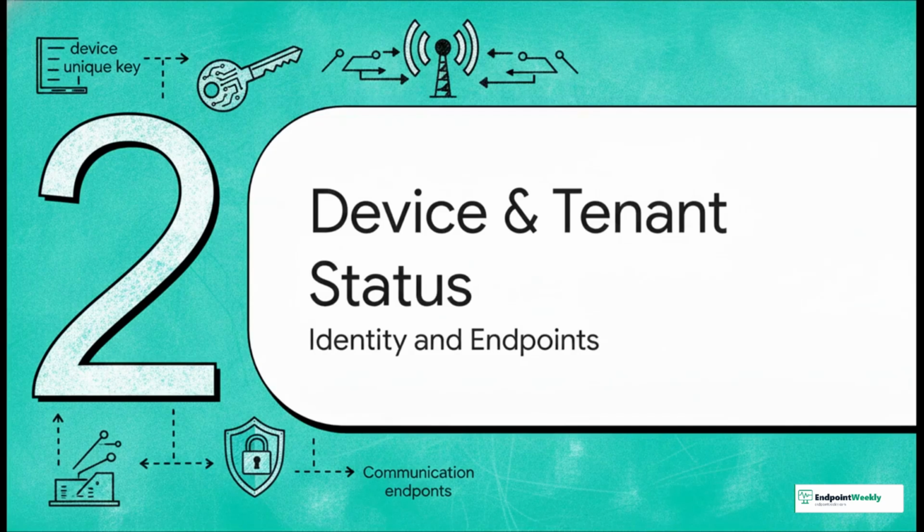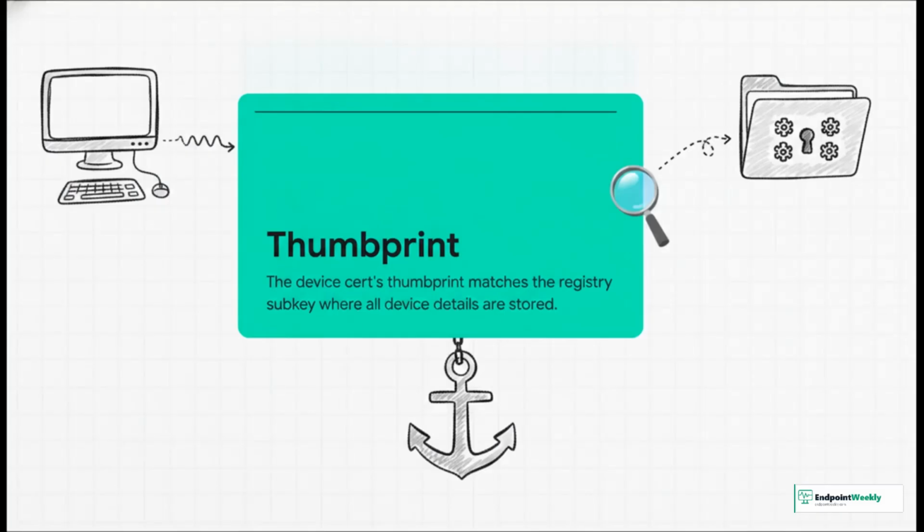Section 2. Device and tenant status. Let's look at identity and endpoints. Down in the device details section, you're going to spot a field called Thumbprint. Now, don't ignore this. It's not just a random string of characters. It's the actual device certificate's thumbprint, and it perfectly matches the exact registry subkey under CloudDomainJoin JoinInfo. That registry spot is where all your device details live. It is the literal anchor in your registry, proving exactly where the device identity exists.